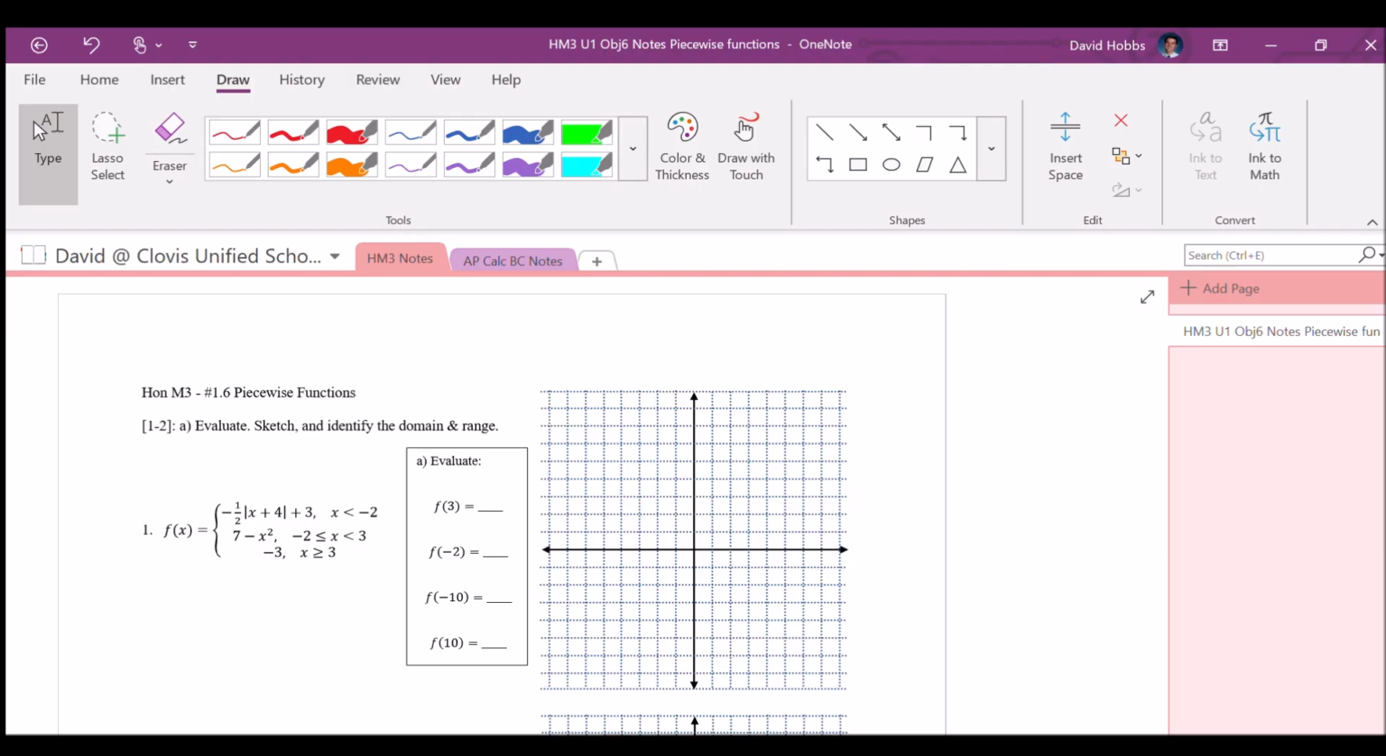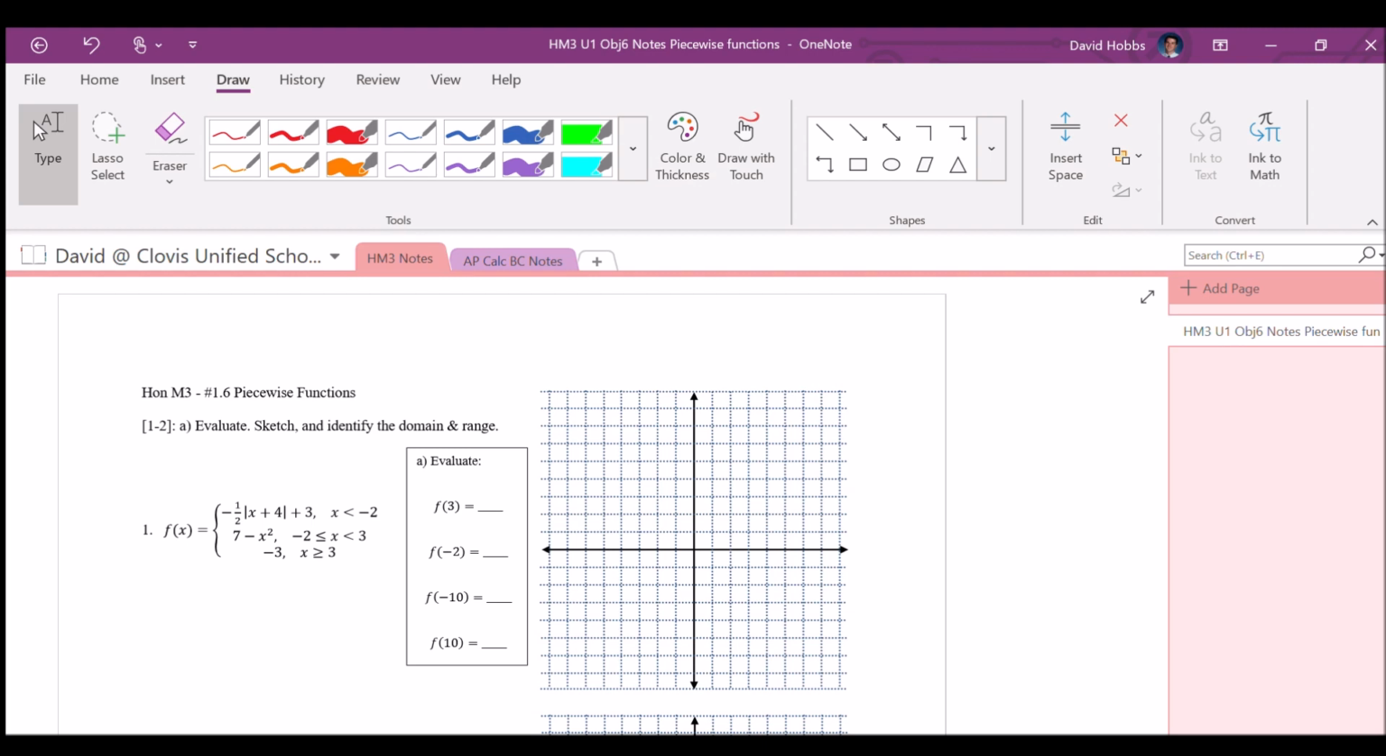Okay, this is the last set of notes for Unit 1 for Honors Math 3, and we are dealing with piecewise functions. Now, what we did in Objective 5 was leading us to this, okay? And previous objectives were also getting us ready for it as well.